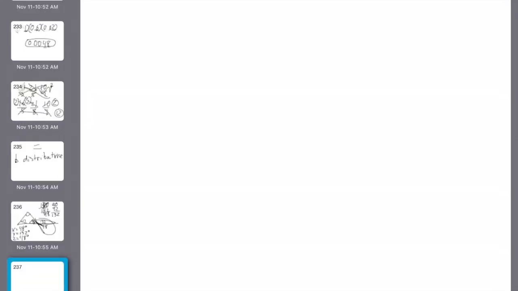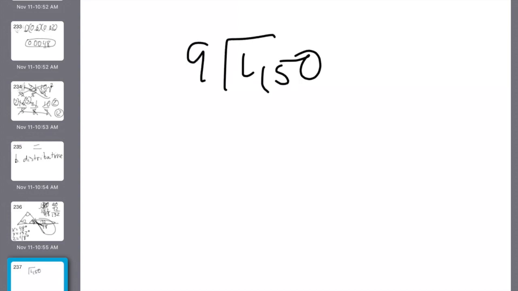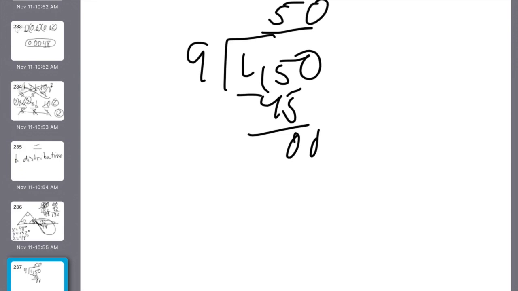Here we go with lesson 42. We're starting with number 4. It says diagram the statement, 7/9 of the 450 students. So I have 450. I'm going to divide by 9. 9 goes in there 5, that's 45. Goes in there 0 times.